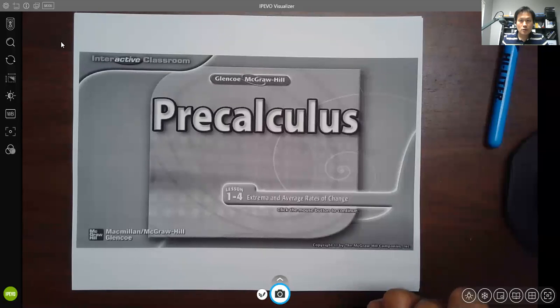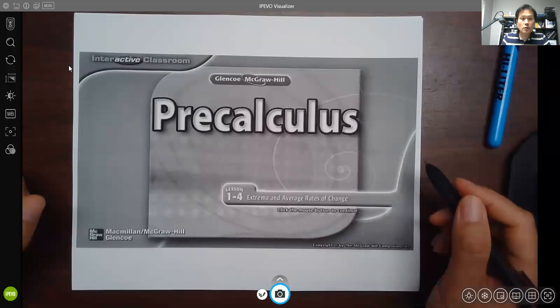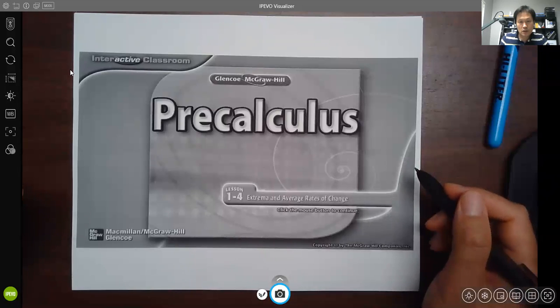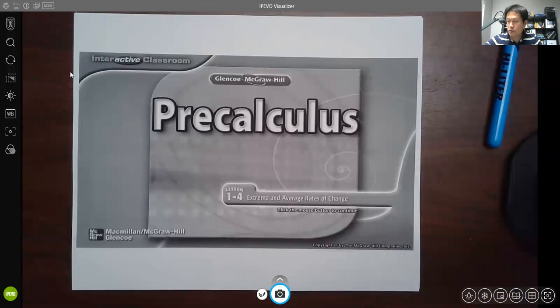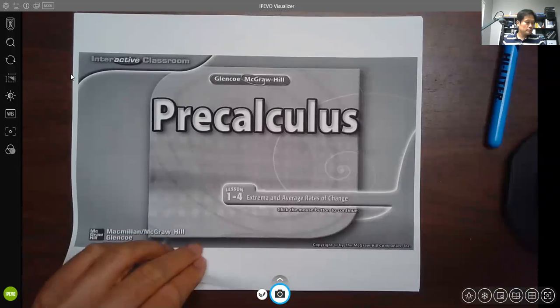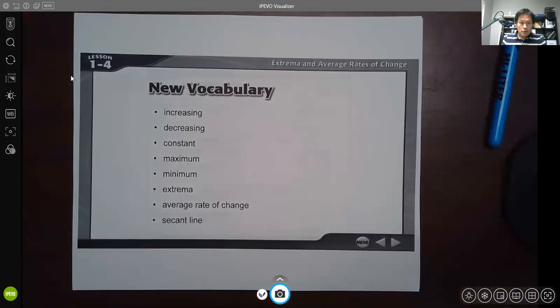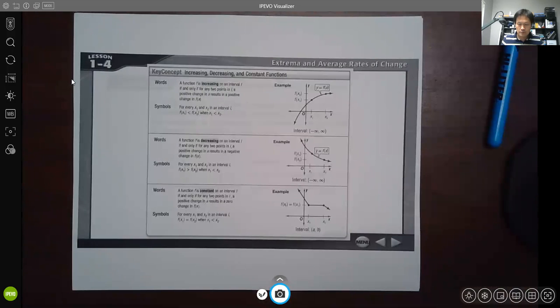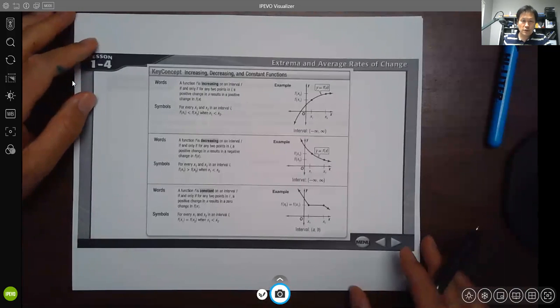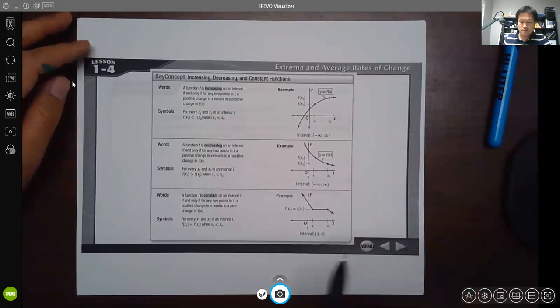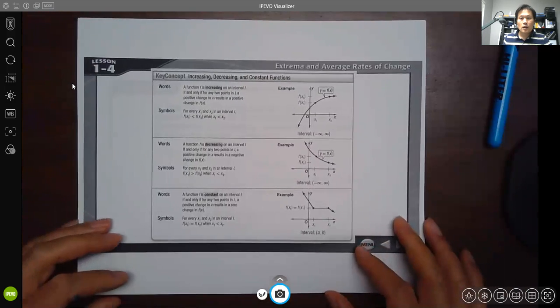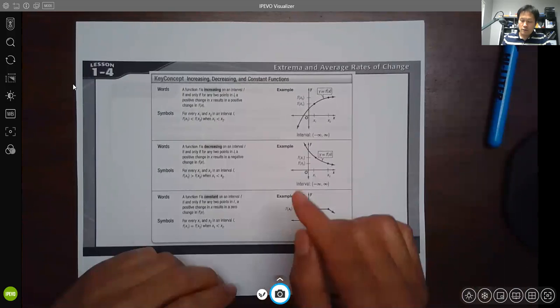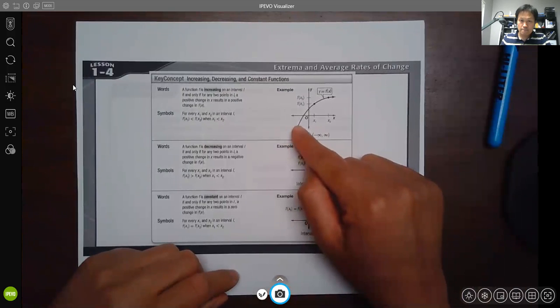Hi everyone. Pre-calculus 1-4: Extrema and average rate of change. So we will deal with these topics: increasing, decreasing, and constant functions. Okay. So we can say a function is increasing.